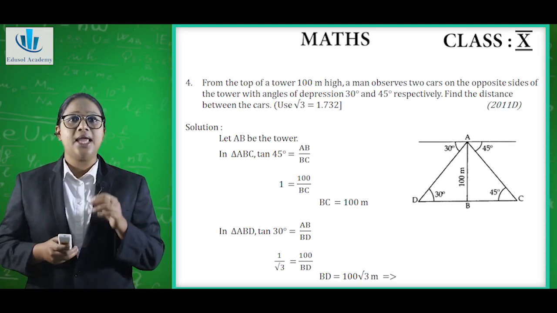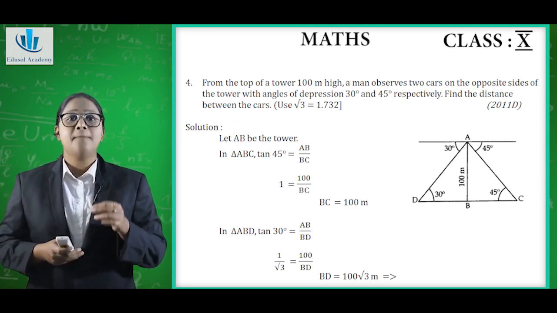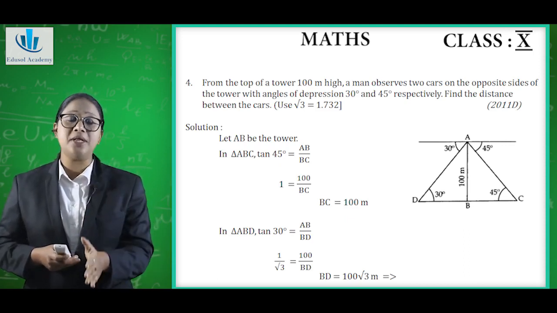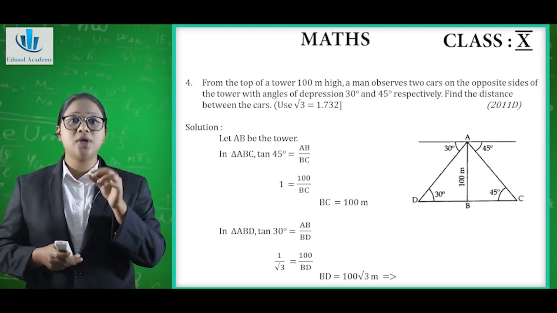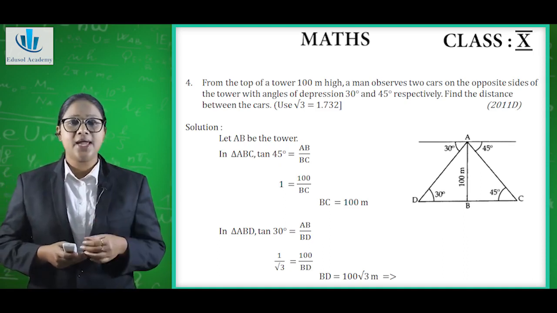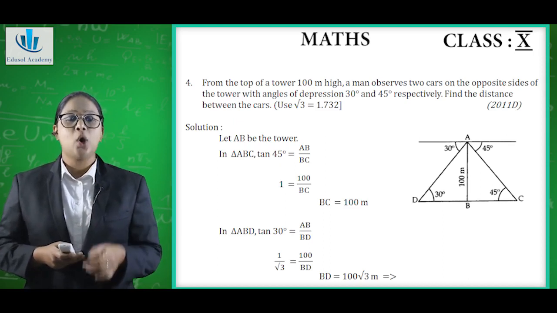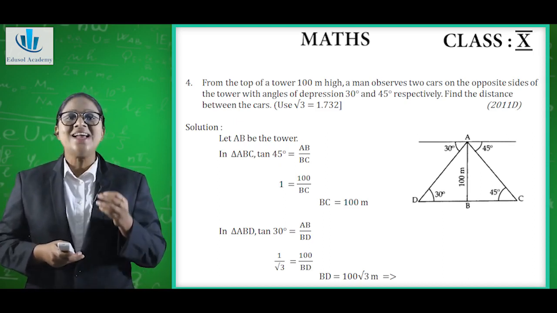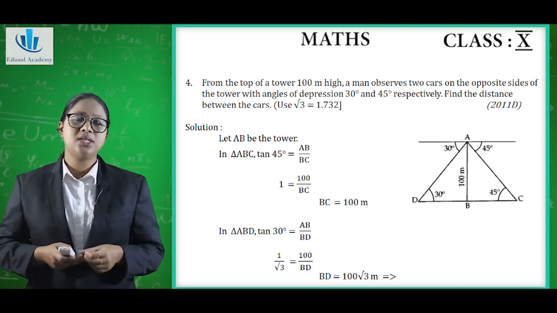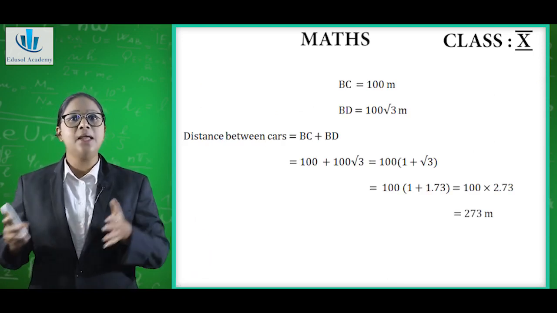So in triangle ABC, tan 45 is equal to AB by BC. 1 is equal to, we know that the tower is 100 meter high. So 1 is equal to 100 by BC, or BC is equal to 100 meter. In the other triangle ABD, tan 30 is equal to AB by BD, or 1 by root 3 which is tan 30 is equal to 100 by BD, or BD is equal to 100 root 3 meter. Now distance between the cars is BC plus BD.